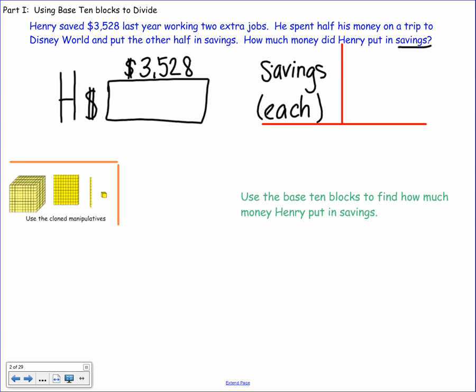And then continue reading. He spent half of his money on a trip to Disney World and put the other half in savings. So half tells me that I am splitting it into 2 equal groups. So I'm going to split my unit bar into 2 equal groups. I'm going to label one Disneyland and the other savings. How much money did Henry put in savings? So that tells me that's what I'm looking for. That's where I'm going to put my question mark.